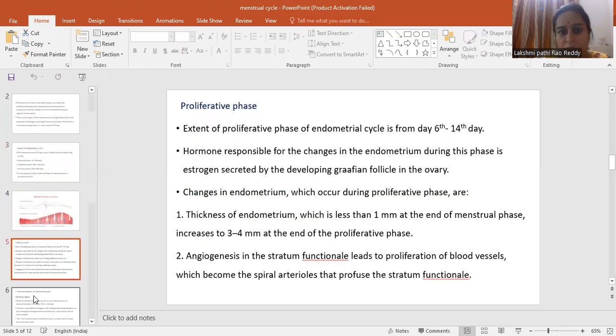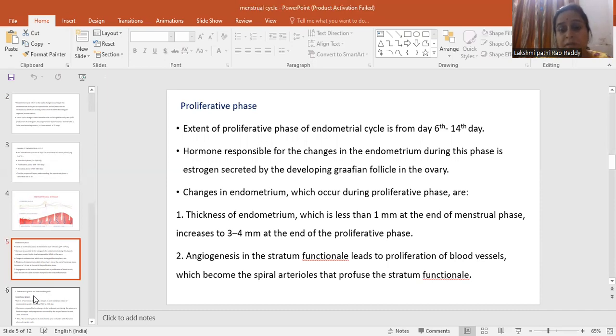So now we are talking about the proliferative phase. The extent of the proliferative phase is from 6 to 14 days. From the 1st to 5th day there will be the bleeding phase, or the menstrual phase. After the end of the menstrual phase, there will be proliferation of the endometrium. The hormone responsible for the changes of the endometrium during the proliferative phase is estrogen. Now, what is the source of estrogen? The source of estrogen is the developing Graafian follicle in the ovary.